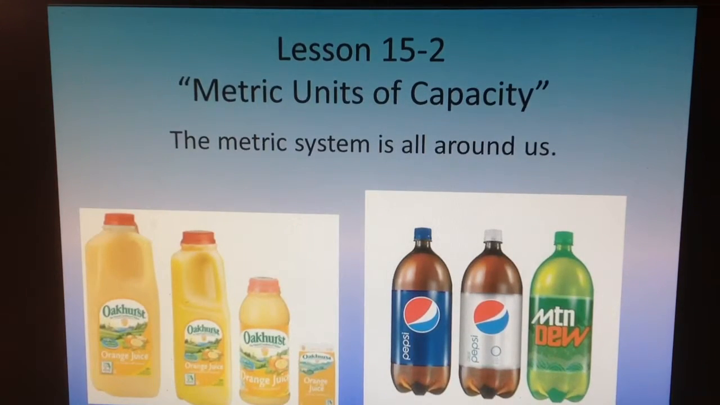So we started off by talking about how it's interesting in our country, some things like pop are sold in terms of liters. These are 2 liters of pop. Other things like milk and orange juice and gas are sold in gallons. Milk and orange juice are also sold in quarts and pints and cups. These are two different systems of measurement. So we have 2 different systems of measurement in our country.